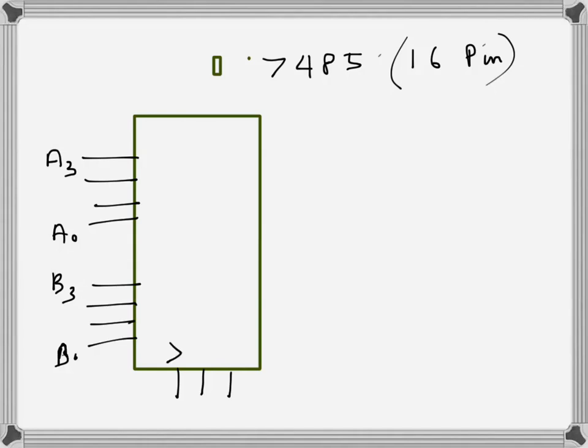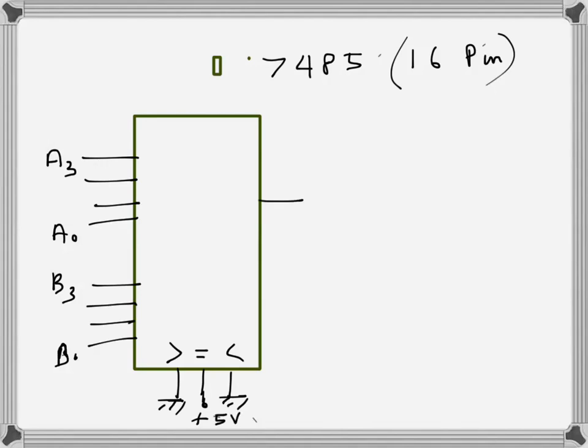Then we have 3 pins which are also input pins, greater than, equals to, and less than. We have to look at the pin numbers to find the actual pins in the diagram. I'm just drawing the block diagram here. What happens is these two, the greater than and less than ones, are grounded, and the equals to one is connected to 5 volts, so plus 5 volt, VCC basically.